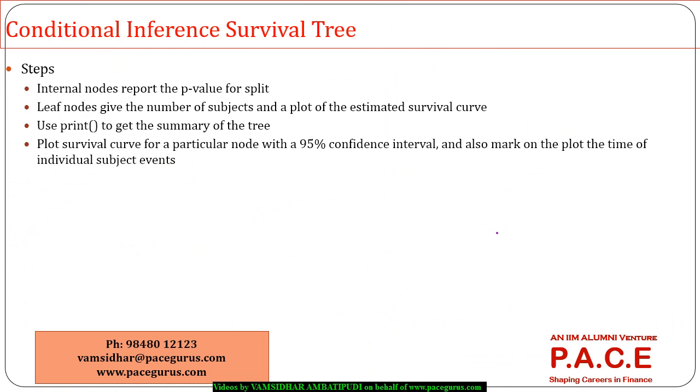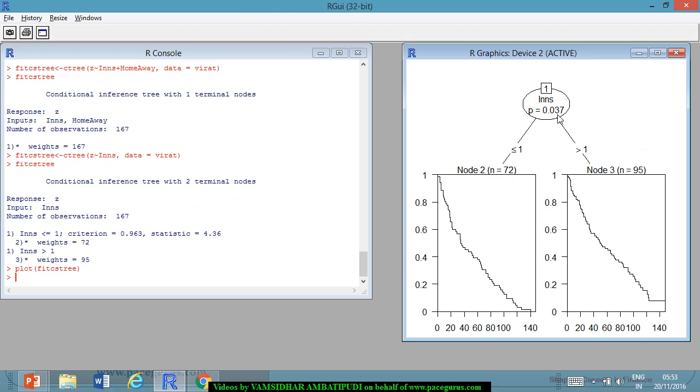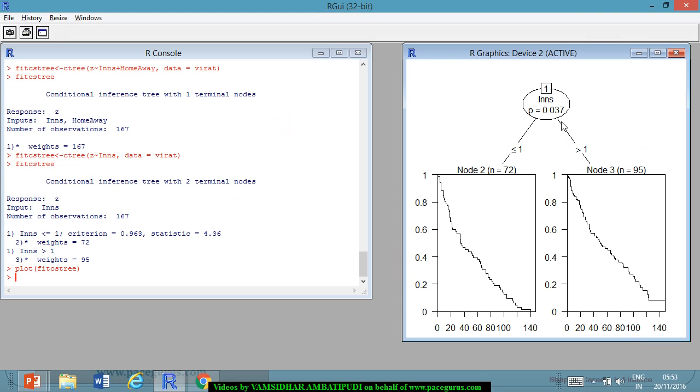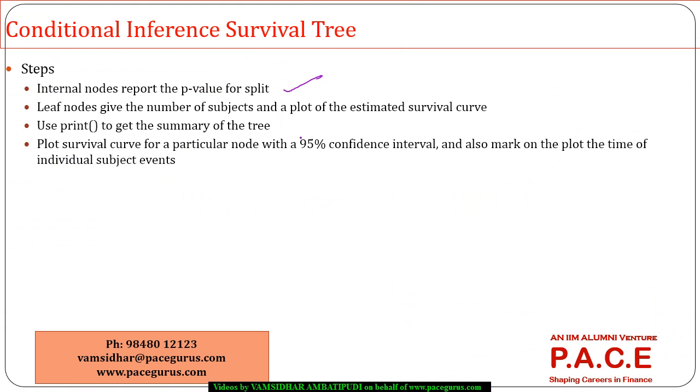So let's see what internal nodes they are reporting the p-value. If this p-value is lesser than 0.05, it's a clear indication that the split is a significant split. But if the p-value is greater than 0.05, I can very well ignore the splitting criteria. So here, the splitting based on the innings is a significant split.